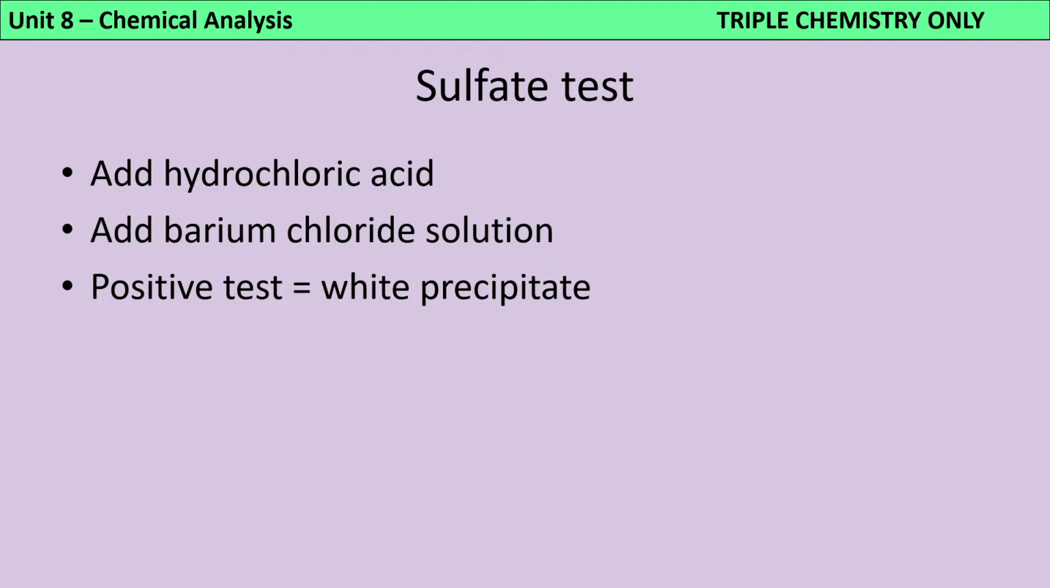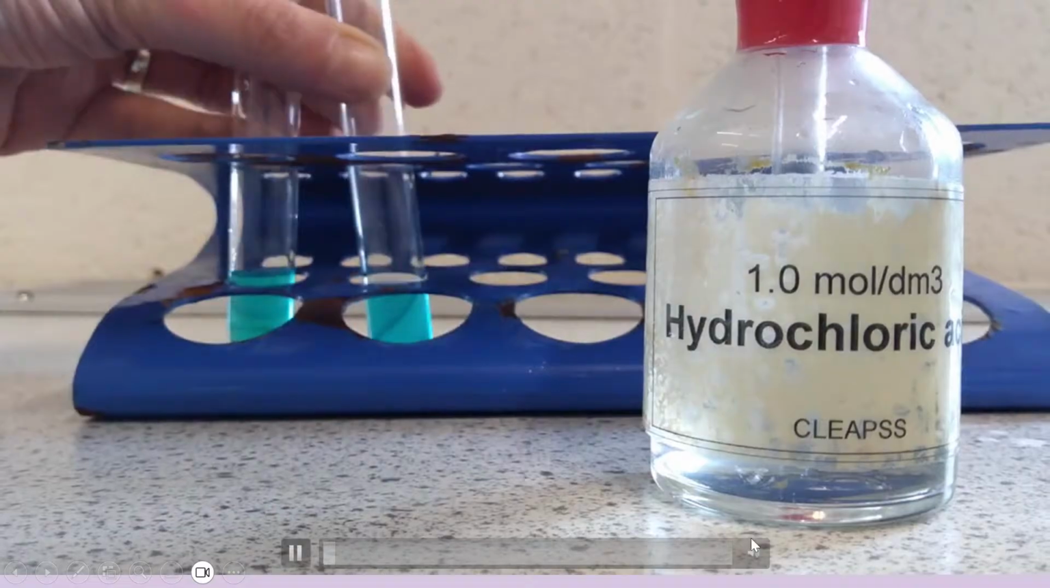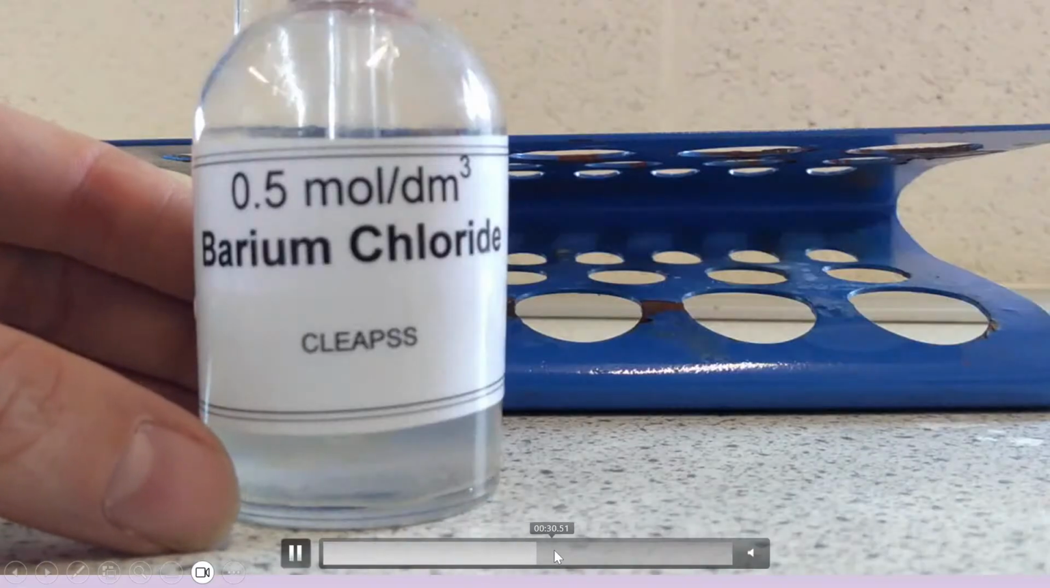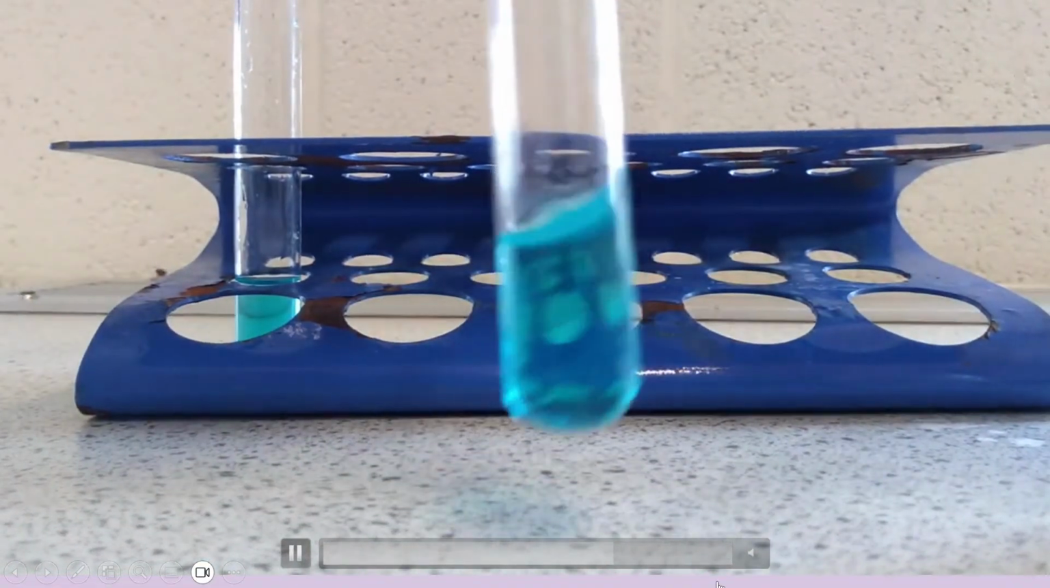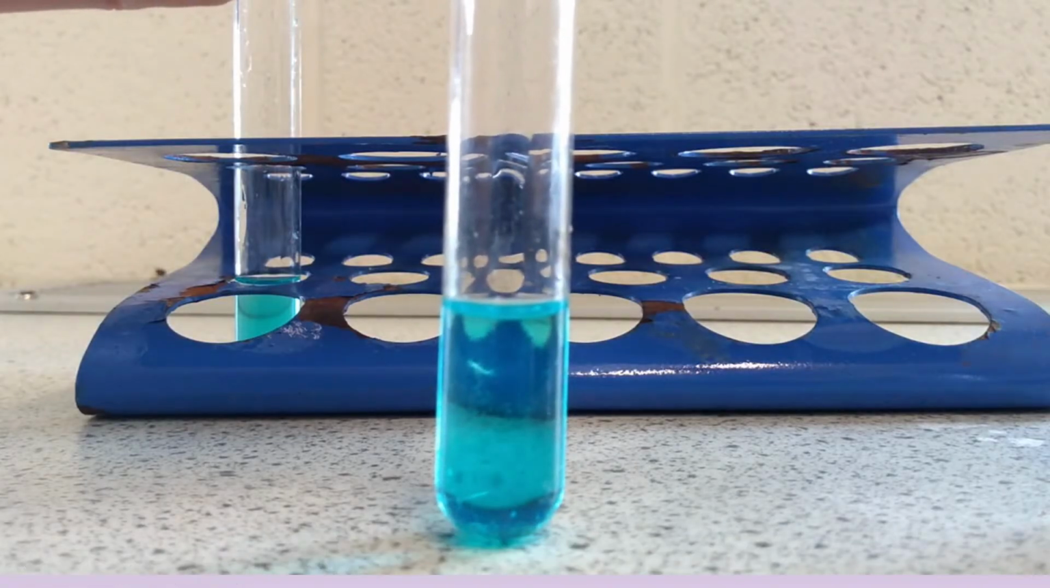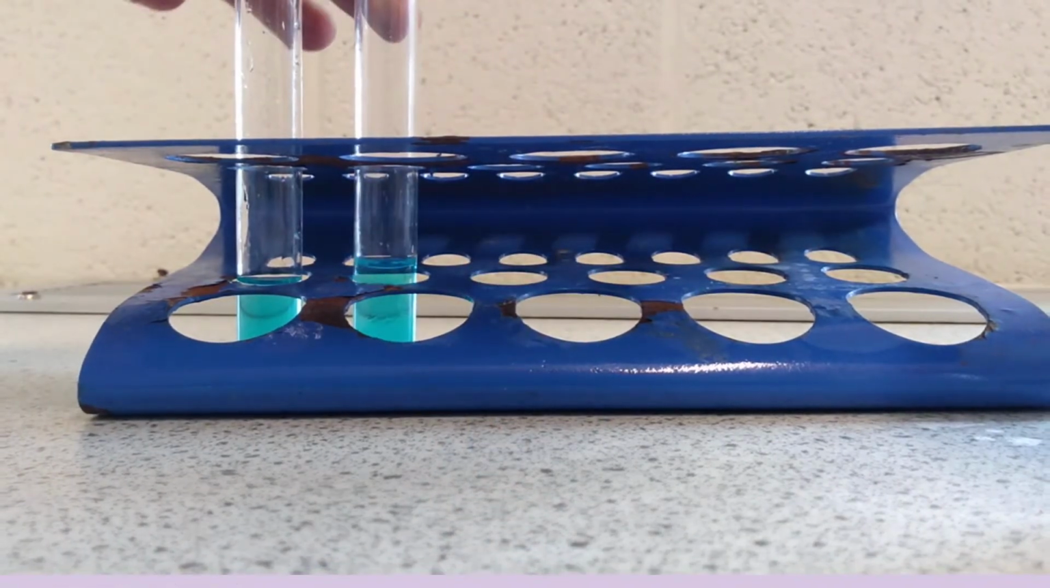We add hydrochloric acid to break down any carbonates that are in there, because they would give us a false positive. Then we add some barium chloride, and we get a white precipitate if we get a positive test. So we add some barium chloride, and my first tube here, absolutely nothing happens, so there are no sulfate ions there.